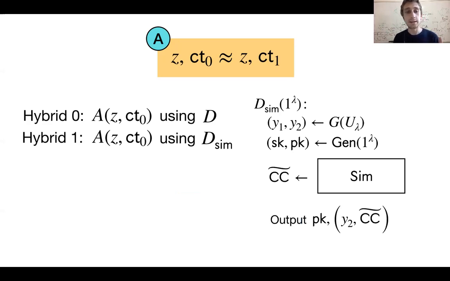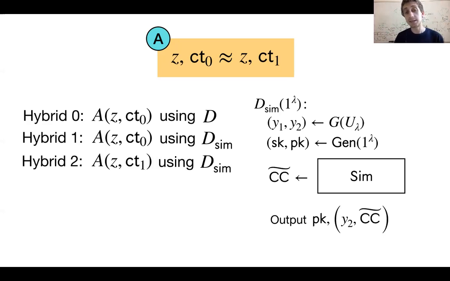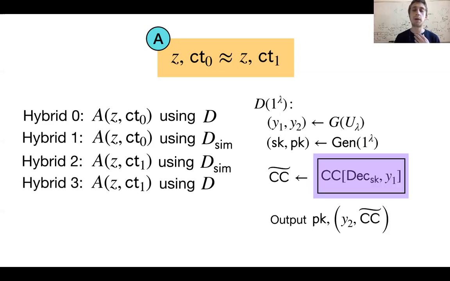And so finally, now that the auxiliary input is just y2 and something that doesn't depend on the secret key at all, by standard semantic security, we can switch the ciphertext of 0 to a ciphertext of 1, and A's output won't change too much. Then finally, we can go back to the hybrid where A is just using the original distribution D, via the same argument as before.